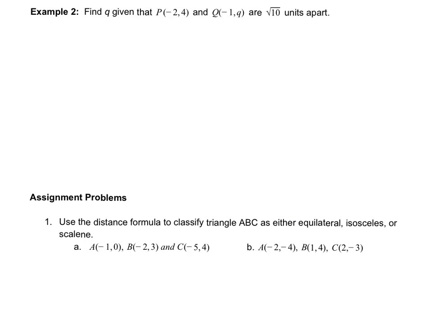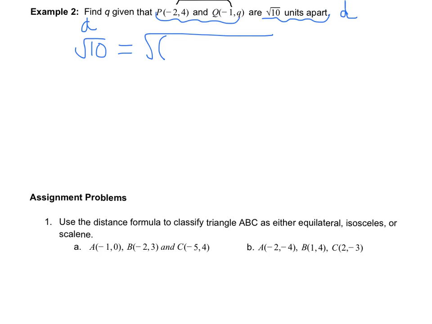In example 2, I'm given distance, square root of 10 units apart, and I've given 2 points. So I can actually just plug into the distance formula. So my distance, my d part, would be the square root of 10. And now I've got x2 minus x1. Again, doesn't matter which way you go. I'm going to go this way. So I've got negative 1 minus negative 2. And I've got q minus 4.